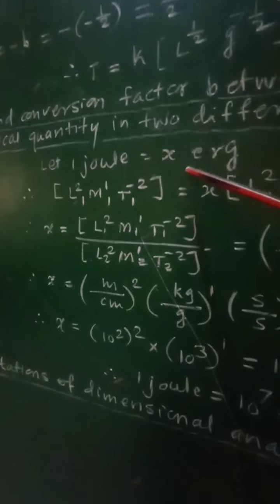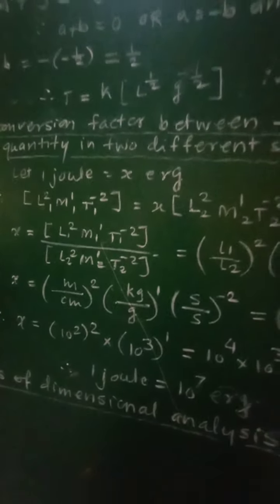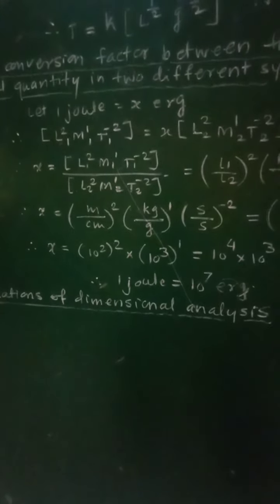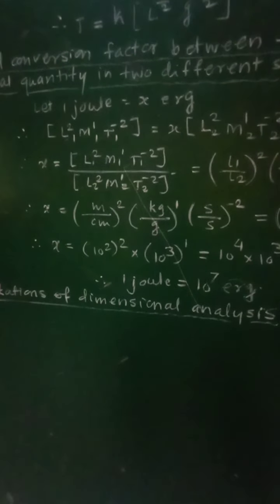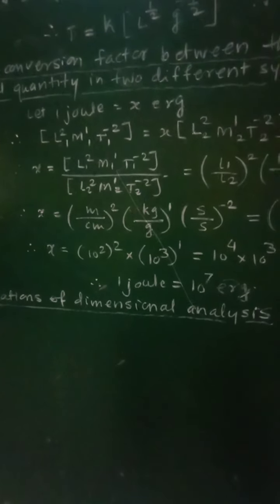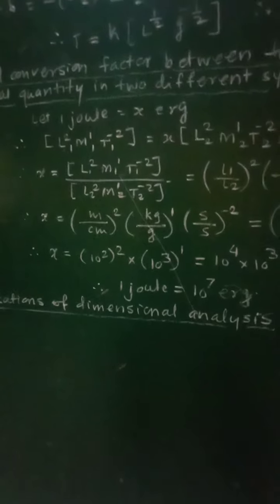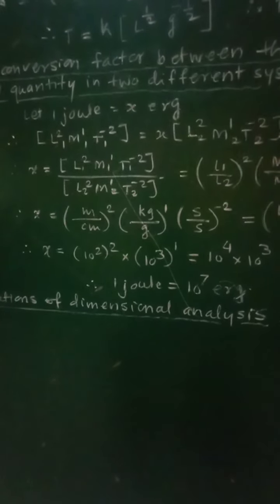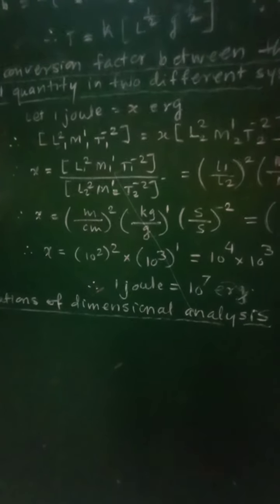The value of this x is now kept in this relation, that is 1 joule equal to 10^7 erg. Similarly, we can find the conversion factor between the units of the physical quantity such as force by considering its MKS and CGS units as Newton and Dyne.